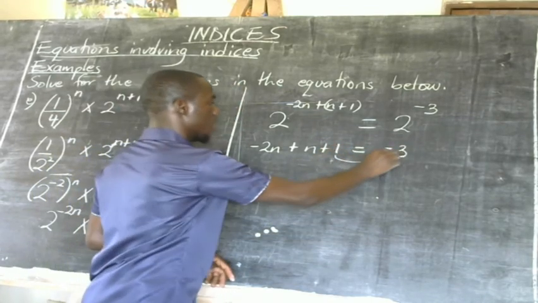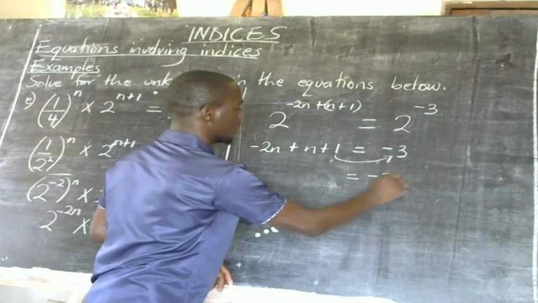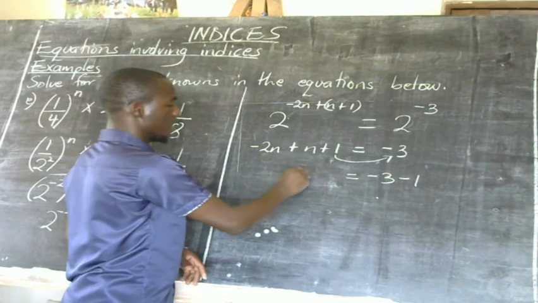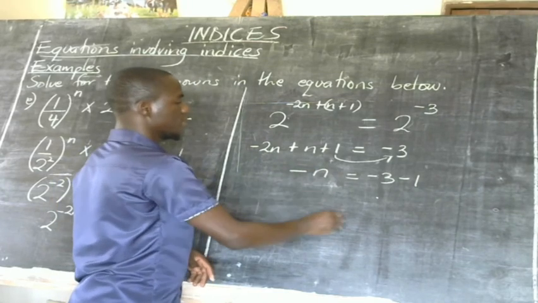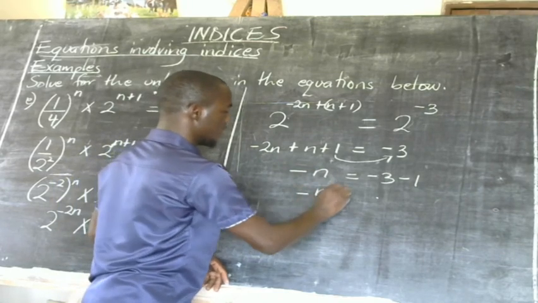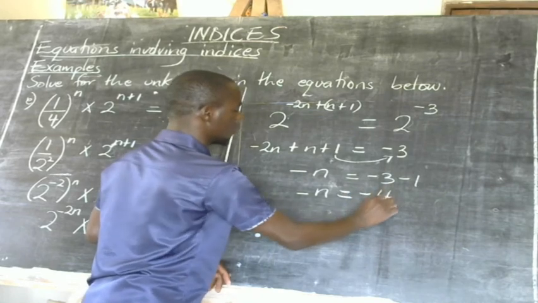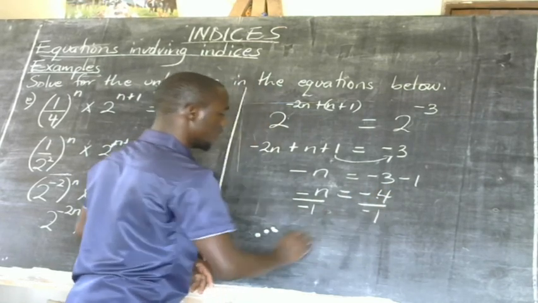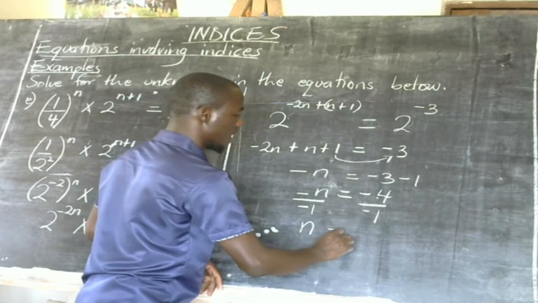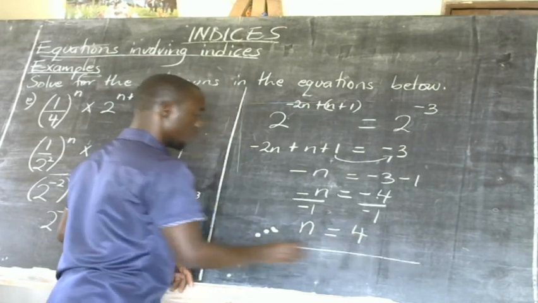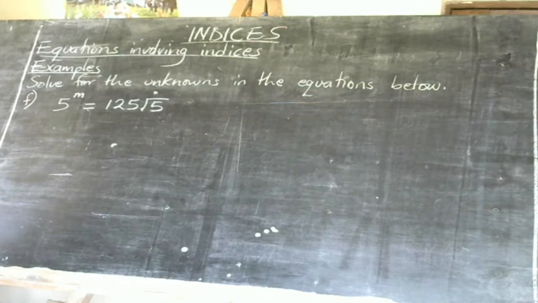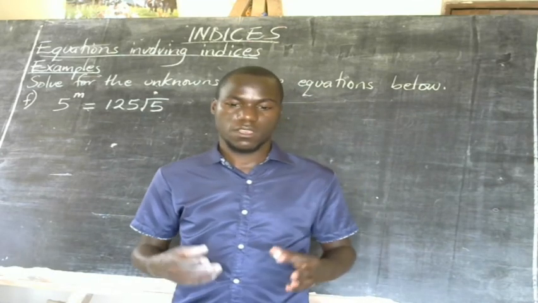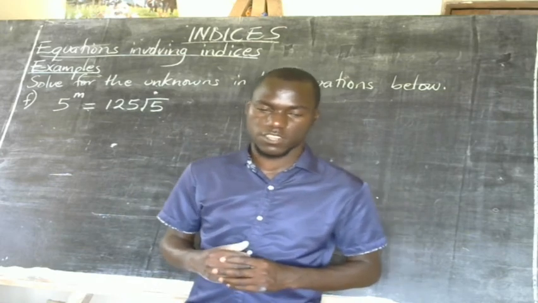Taking the 1 the other side, it's going to be minus 3, then minus 1. Then here I'll be having a minus n. Then finally the minus n is going to be equal to the minus 4. Then I divide both sides by a negative 1 such that I have the n as a positive 4. Part F, we are also still finding the unknown there.